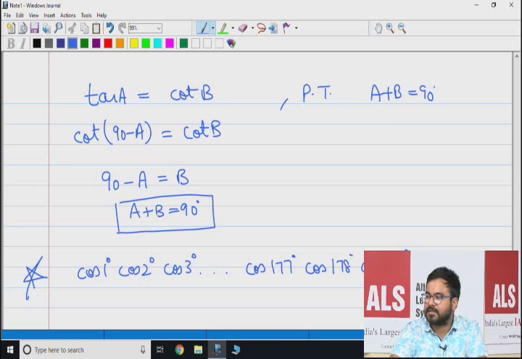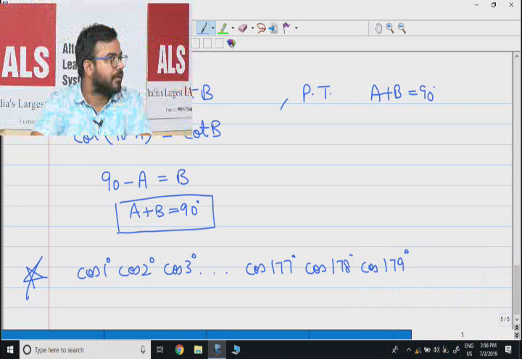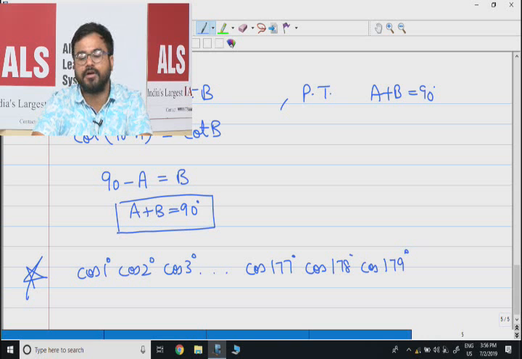Sonu, what is the answer? Oh, the screen is not clear. Okay, now you can see the complete question. Cos of 1 degree, cos of 2 degree, cos of 3 degree, and so on, up to cos 177, cos 178, and cos 179. What is the value of this expression?